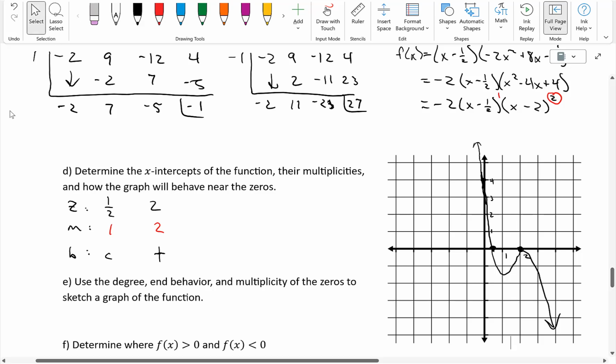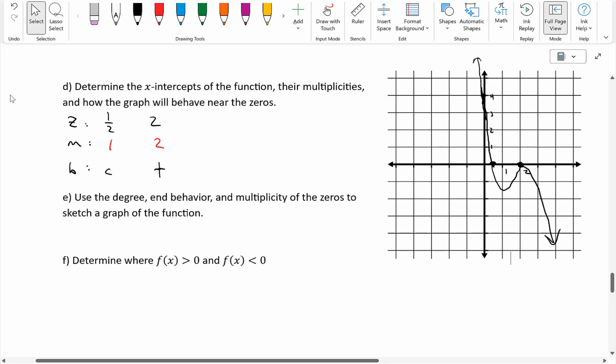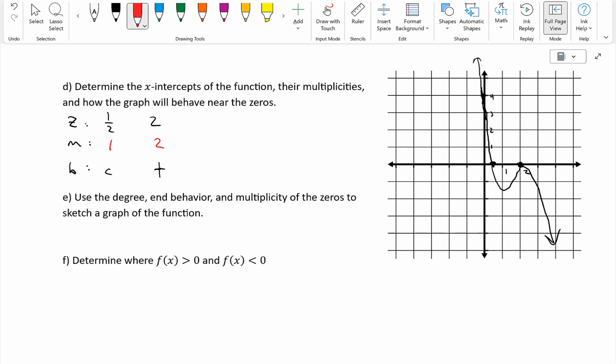And one final question here for f. Determine where f of x is greater than 0 and where f of x is less than 0. So what we want to keep track of is that f of x is our function or our y value. So it equals 0 on the x-axis. So anywhere above the x-axis, in the sky, let's say, f of x would be greater than 0. And down below, we use purple or something, we'd have f of x less than 0.